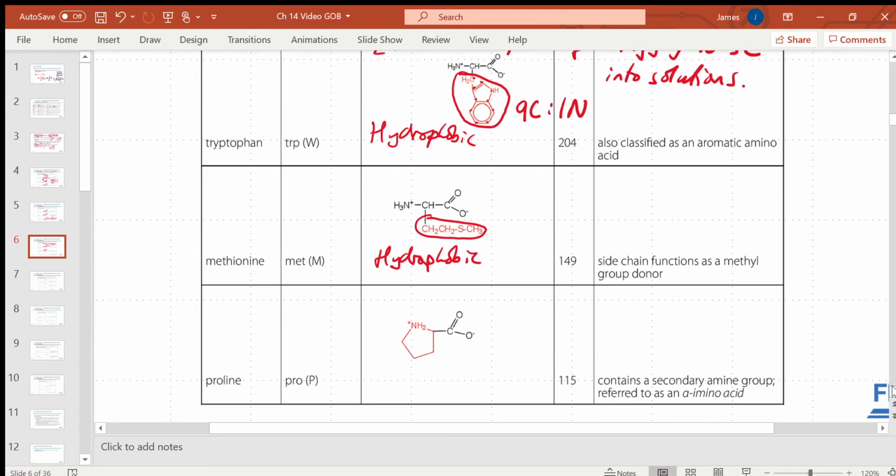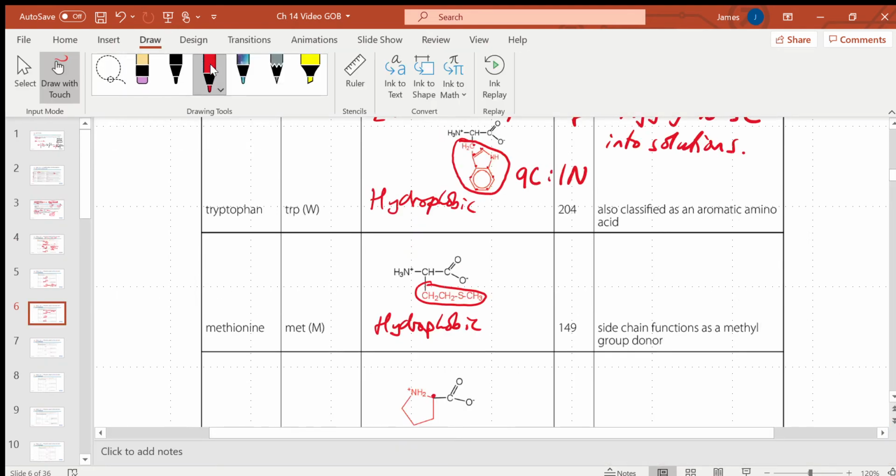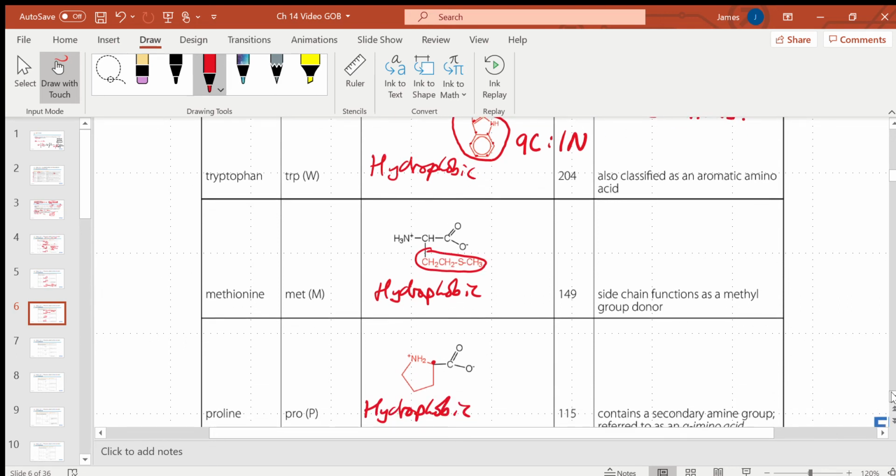Going on to proline. Proline is also hydrophobic. It's a cyclic functional group here. In fact, let's break this down a little bit. You can see here that this is the alpha carbon. This obviously is the amine. Let's try and tease that functional group out a bit. The functional group is just these carbons here, because we would include this nitrogen as part of the alpha amino acid backbone. So we have hydrophobic proline.